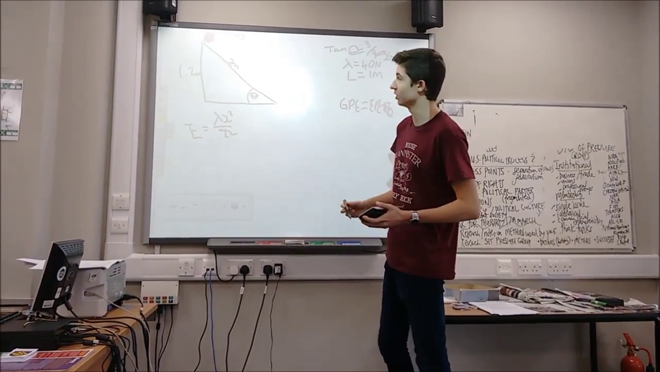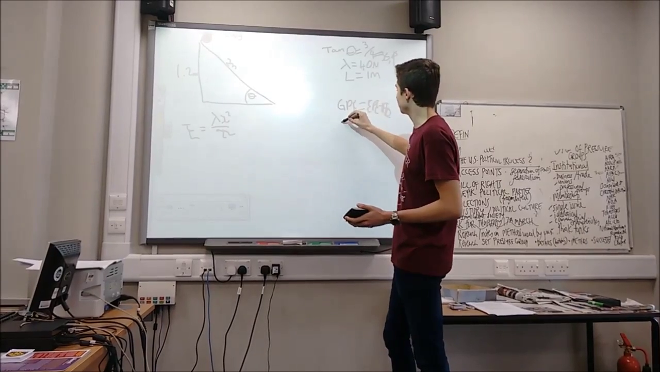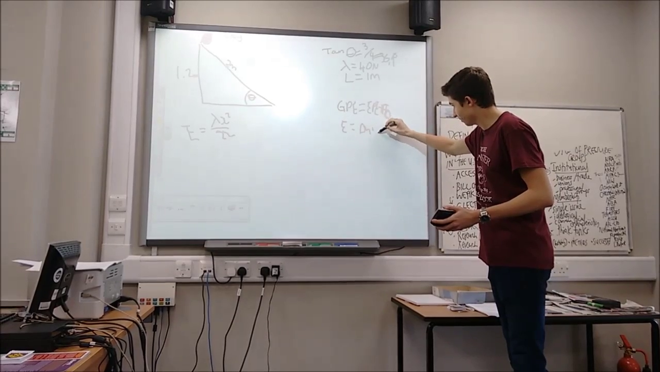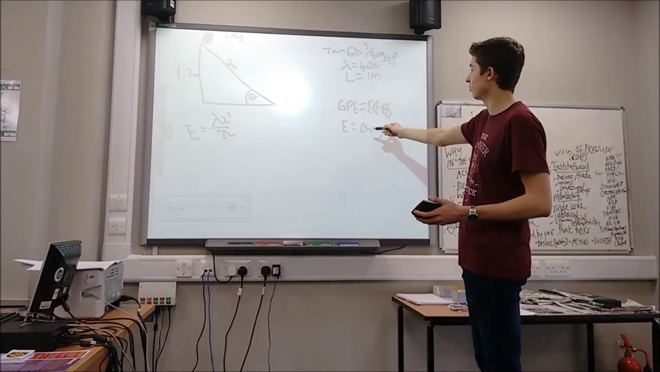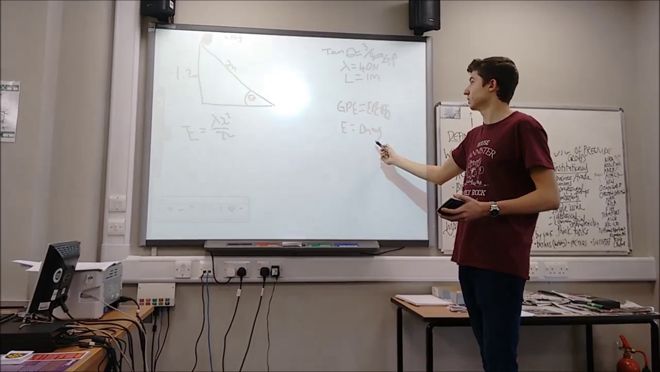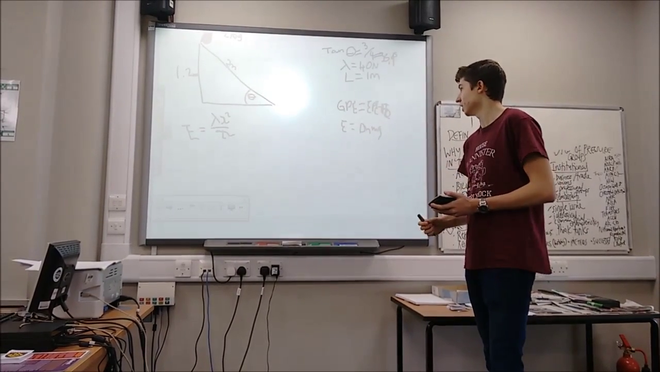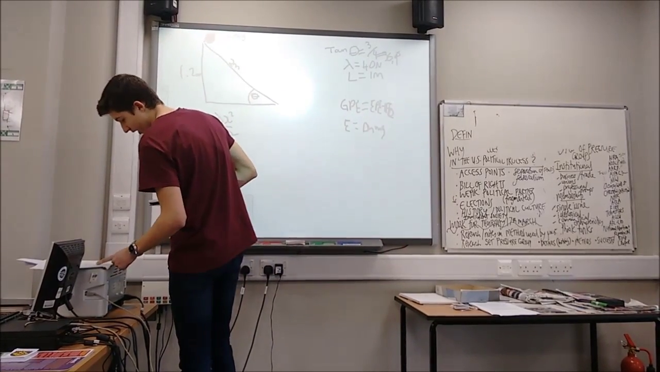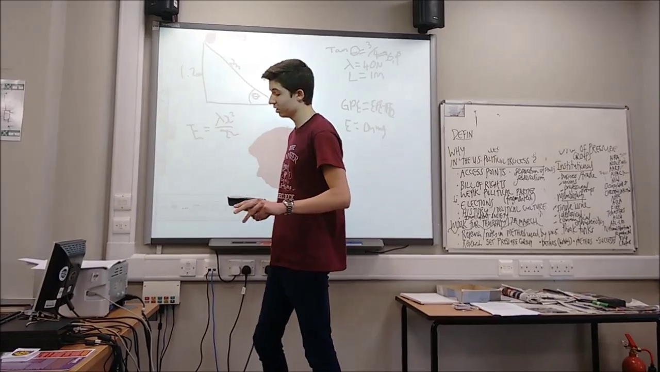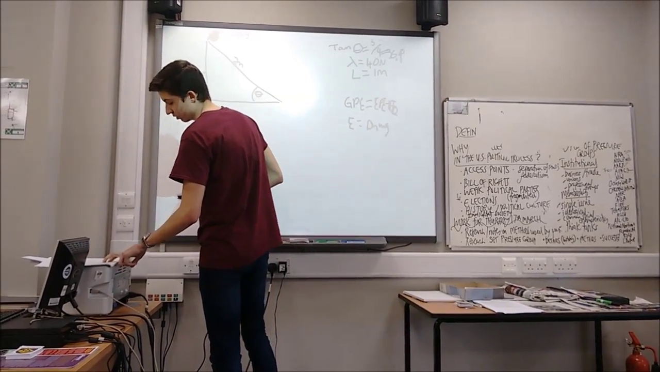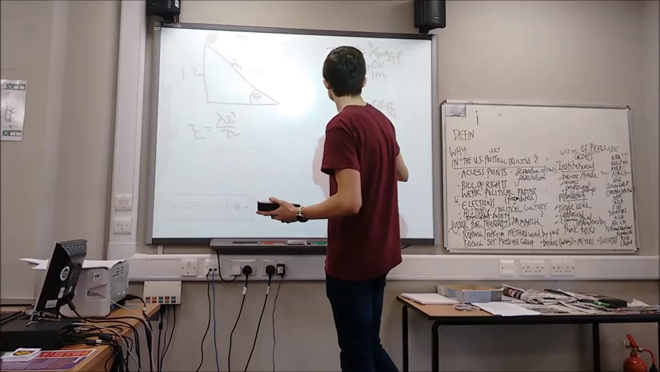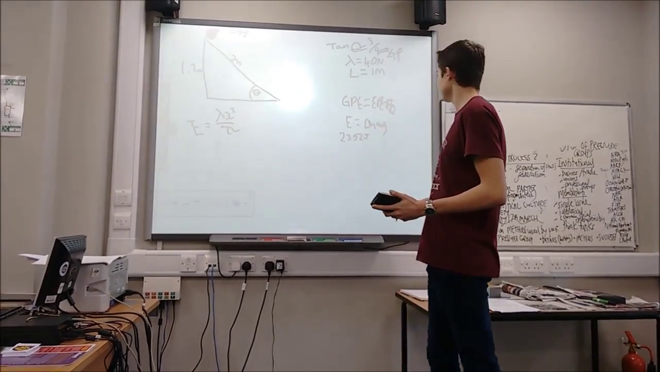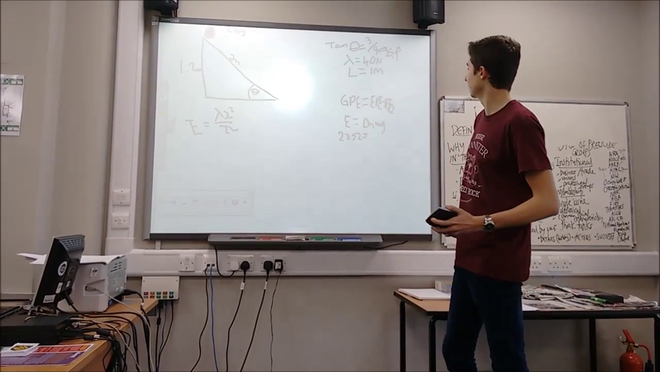Once you've got that, we can substitute that into energy equals delta h m g. Change in height is 1.2. Mass is going to be 2 kilograms, and g is going to be 9.8. And I believe if we plug those numbers into our calculator, we get that the total energy lost in gravitational potential is 23.52 joules of energy. That's this part here. We're a third of the way there now.